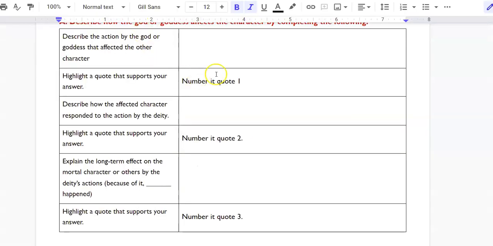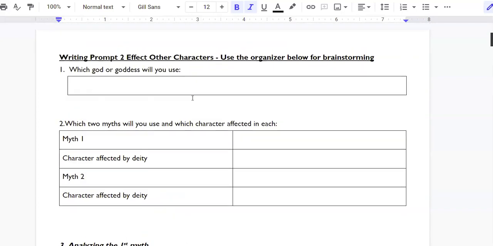The second writing prompt, of course, was how does a god or goddess affect other characters? And so which god or goddess you're going to use, there's a lot. Hera is in multiple myths. Hades in multiple myths. Zeus is in multiple myths. Dionysus is in multiple myths. Apollo is in multiple myths. So you could pick any of those characters, any god or goddess who shows up in more than one myth. Okay? And then which 2 myths are they in? Which 2 myths are you going to use?